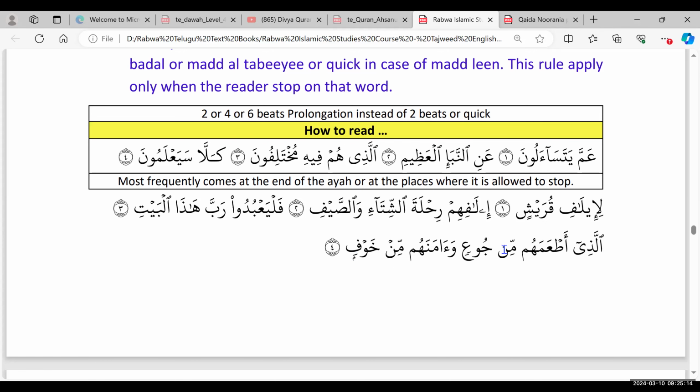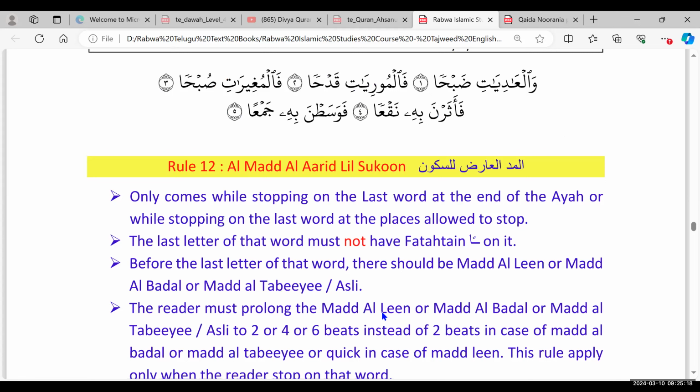This way, Mad Arid lil Sukun is one of the mads where the leen has to be prolonged 2 units, 4 units, or 6 units. The last option I will show you here. You can see, let me change the page.